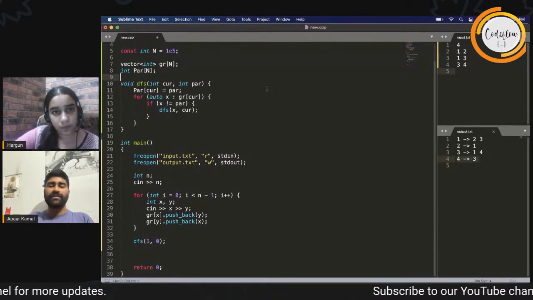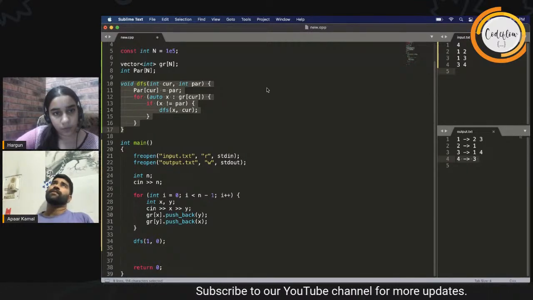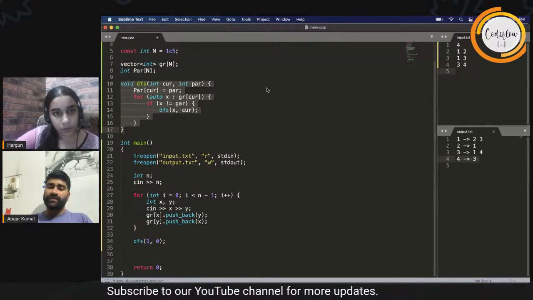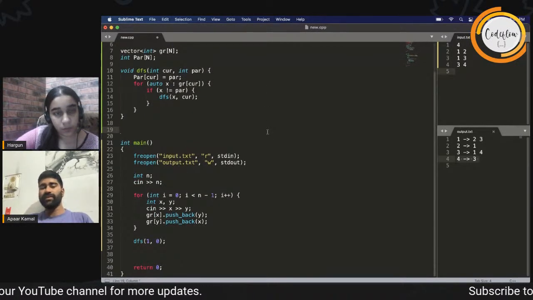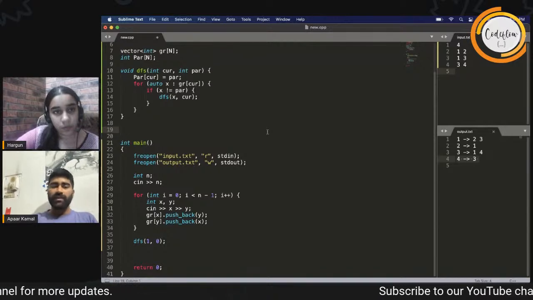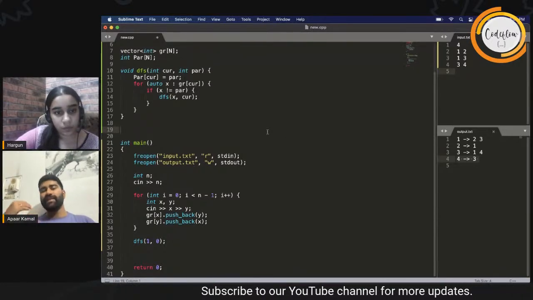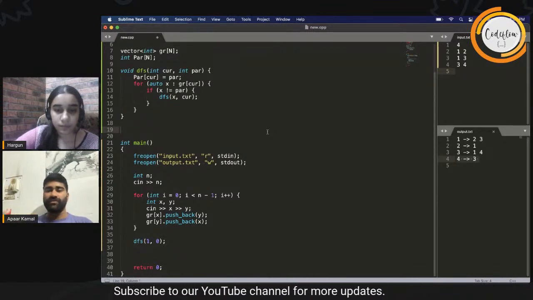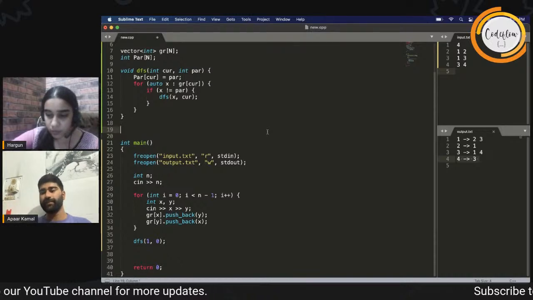Cool. So right now I'm thinking that we know this much. What is a DFS? And let me quickly code a BFS. So what is a BFS, guys? What is a breadth first search? So breadth first search is an iterative approach, right? If DFS is a recursive approach, then BFS is an iterative approach.